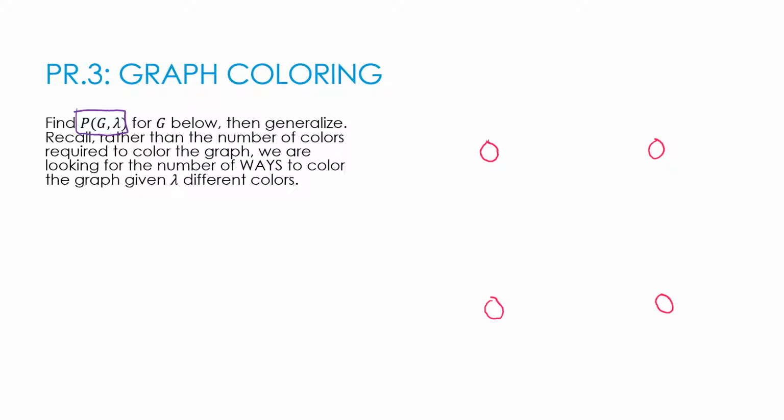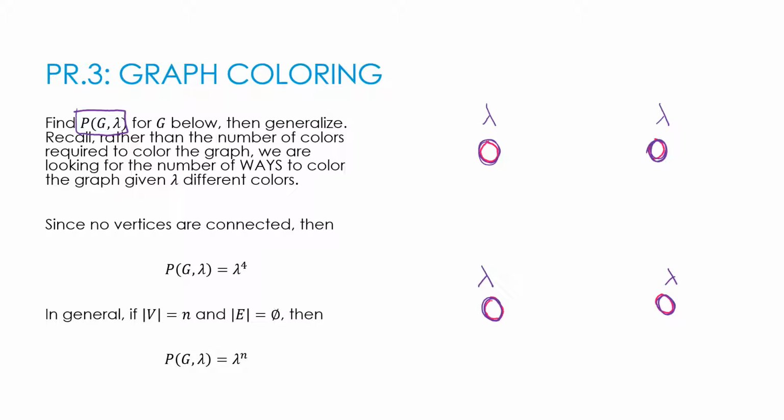And the question is, how many colors can this vertex be? Well, if I have lambda to choose from, that one can be lambda colors. And because my next vertex isn't connected to it, I can also have lambda colors. And because my next vertex isn't connected to either one of those, it can also be any one of the lambda colors that I have available to me, and the last one, any of the lambda colors that I have available to me.